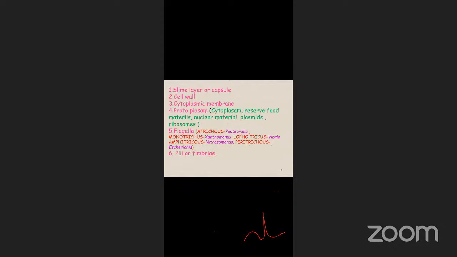Coming to the first one, the slime layer. What is the slime layer? The slime layer is a gelatinous layer, present on the outer surface of the cell wall. Where is it located in the bacterial cell? The slime layer or capsule is a gelatinous layer present on the outer surface of the cell.